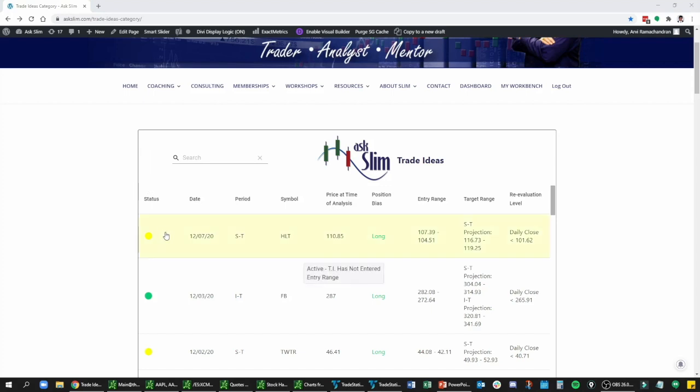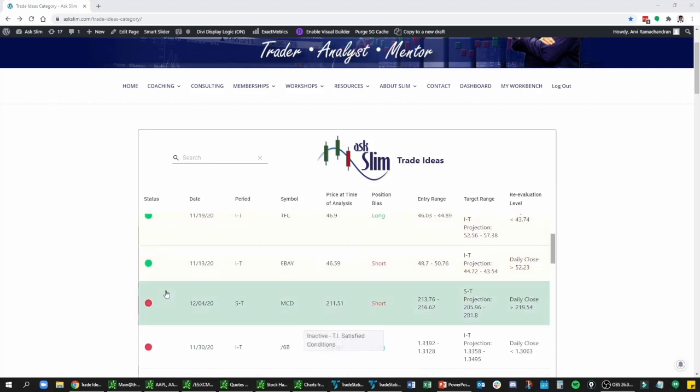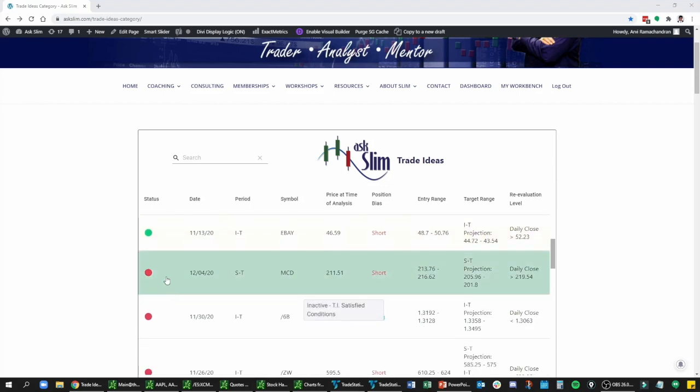Yellow means that the trade idea has not yet entered the favorable entry, so in our case has not gotten to within 1% of the favorable entry. Green means that it has traded to within 1% of the favorable entry. And red means that the trade idea is inactive.